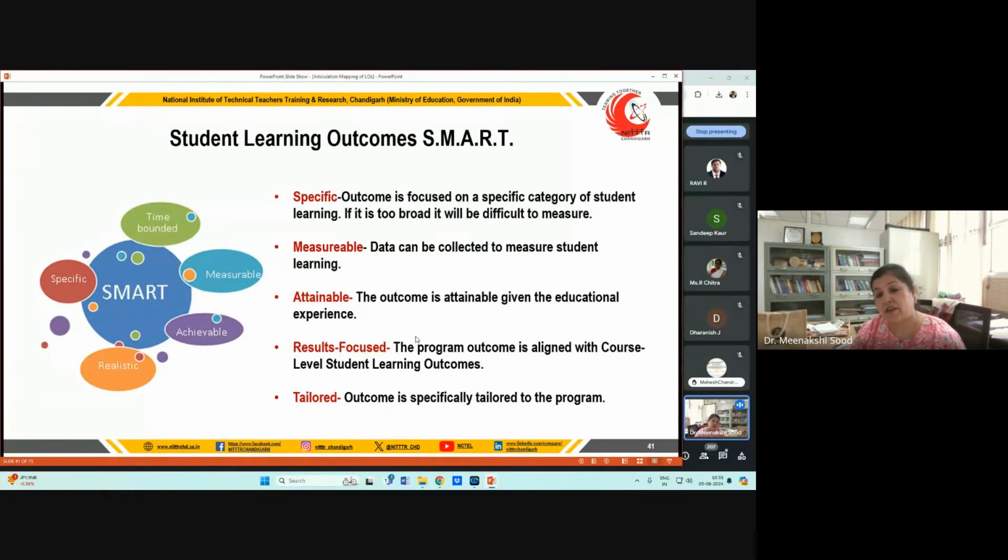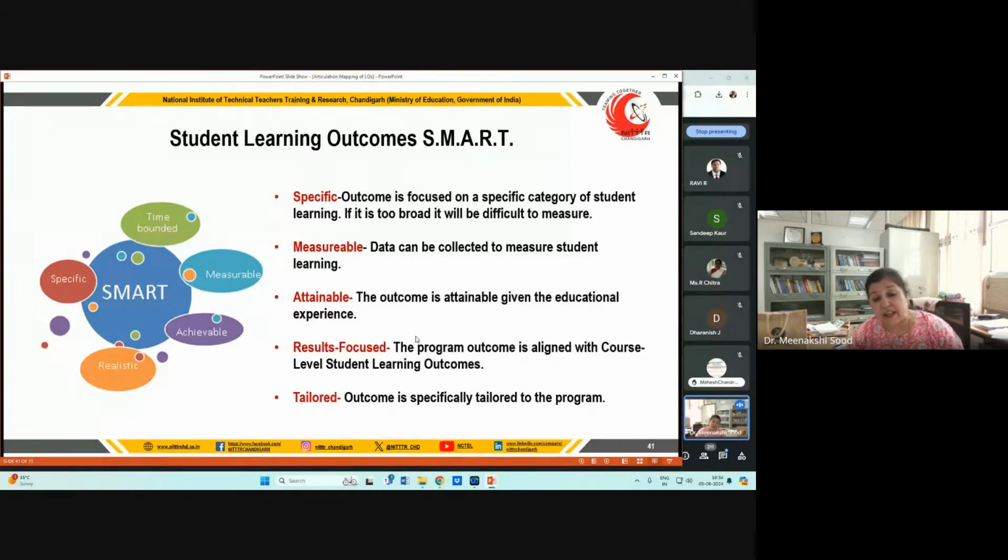Obviously, if the student is coming as your first semester student, and you're teaching him C programming, and you say that the student should be able to write a pointer or some higher-end C++ program, it is not possible. So it should be attainable, looking at the level of the student, the Bloom's taxonomy, and in which year or semester this subject is being floated. It should be result focused, and it should be time bound.